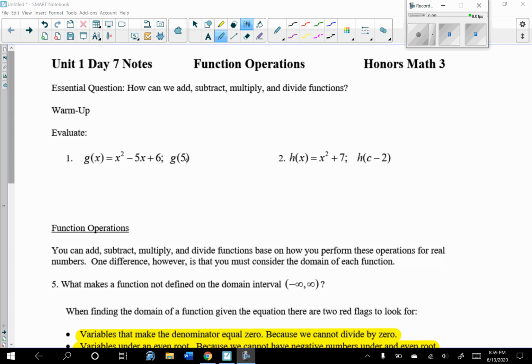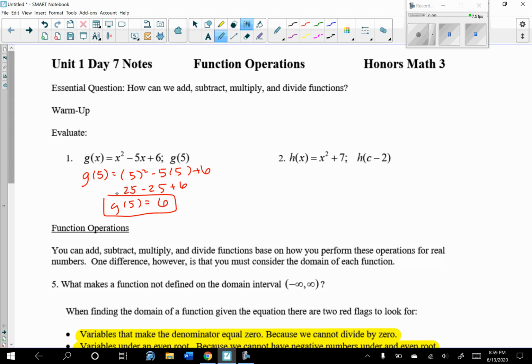If we wanted to find g of 5, remember this is function notation, so you have to be given the rule, which is g of x equals x squared minus 5x plus 6. So to find g of 5, we know that's when x is equal to 5, so everywhere you have an x in this case, you're plugging in 5 and evaluating. So we get 25 minus 25 plus 6. So g of 5 is equal to 6.